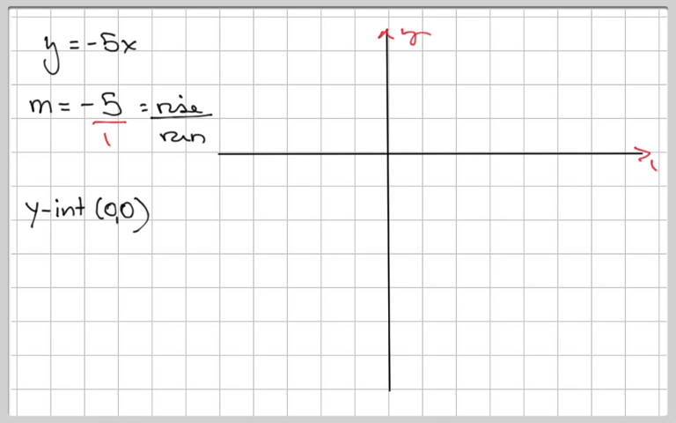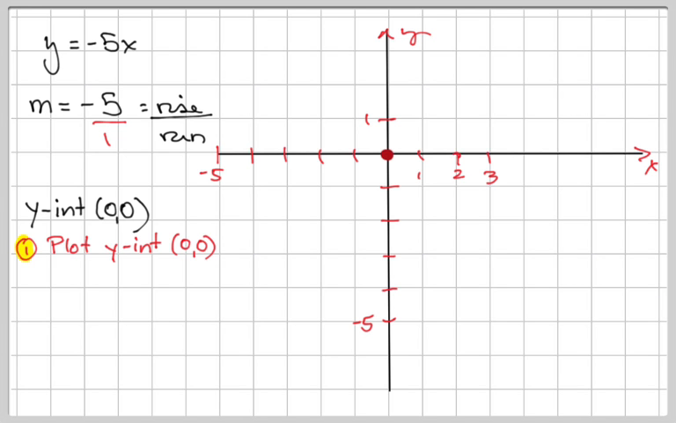Here's y, here's x, and 1, 2, 3, 4, -5. Okay, let's see what happens. The first step is plot the y-intercept. In this case it's 0, 0. So here's our y-intercept. Everybody with me?